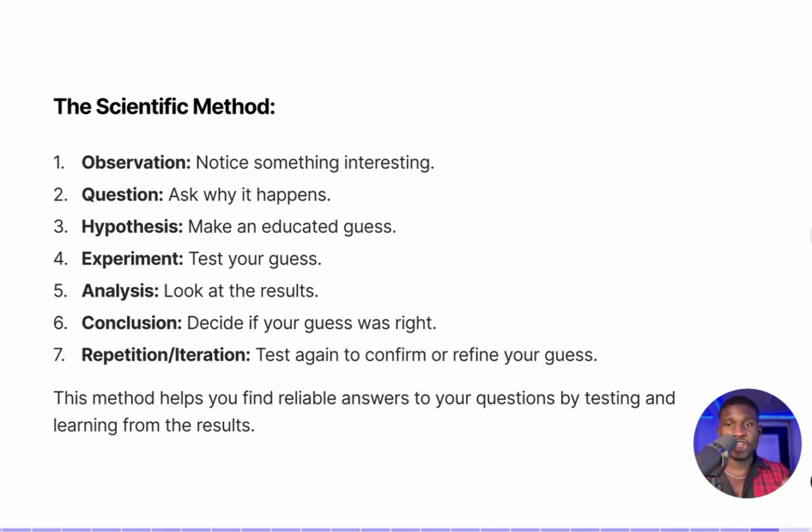So again: observation, notice something interesting. Question, ask why this is happening. Hypothesis, make an educated guess. Experiment, test the guess, the hypothesis. Analysis, look at the results and measurements. Conclusion, define if the guess was right or wrong. Repetition or iteration, test again to confirm that it absolutely works, or refine your guess. So why didn't it work, right?